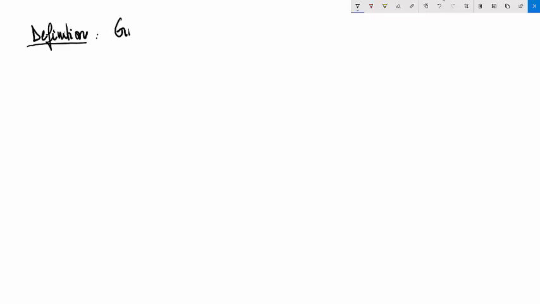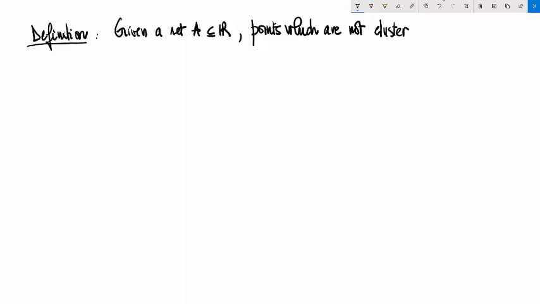Precisely, given a set A, subset of real numbers, points which are not cluster points. So sometimes I use the word accumulation points and they really mean the same thing. Okay, so cluster points are also accumulation points. So points which are not cluster points of A are called isolated points. Okay, I should use a color here. I call isolated points of A.